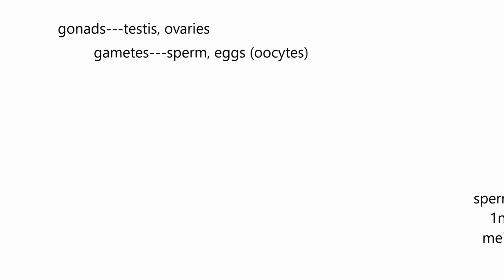Okay, so it's interesting. The gonads make the gametes, and from the testis we get sperm. From the ovaries we get eggs, often called oocytes. A singular egg can also be called an ovum, and then the plural of ovum is ova.